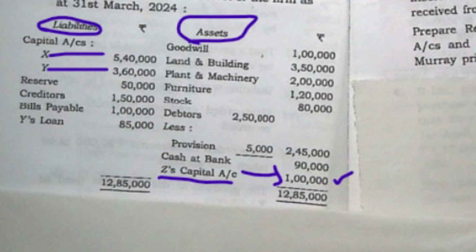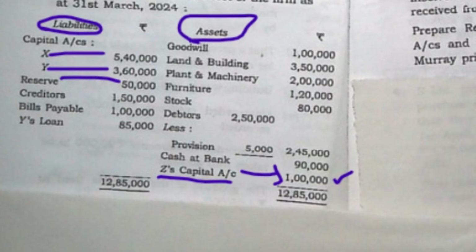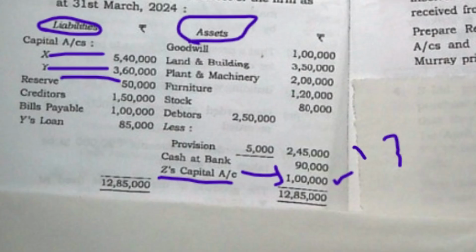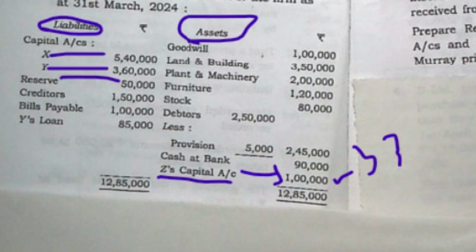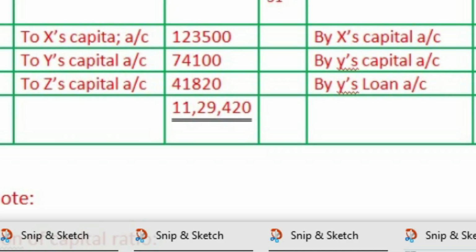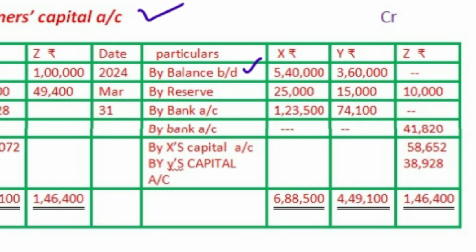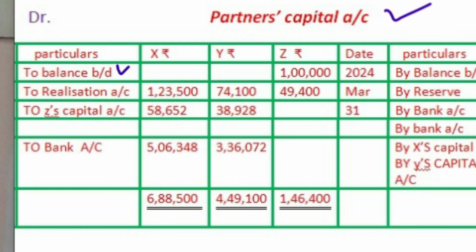And thereafter the reserve balance is here, 50,000. This will be distributed among the partners in the ratio of 5:3:2. It is given here, this one. Okay, so let's see here. By balance b/d, X has 5,40,000, Y has 3,60,000, and Z has the debit balance. So Z's balance will appear on the debit side. This is the debit side, 1 lakh.